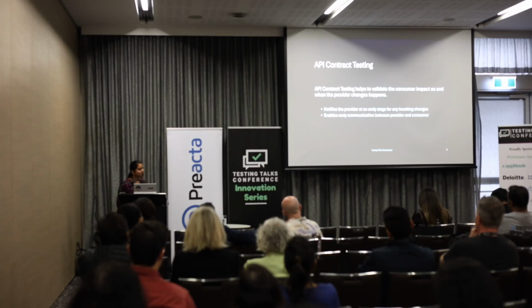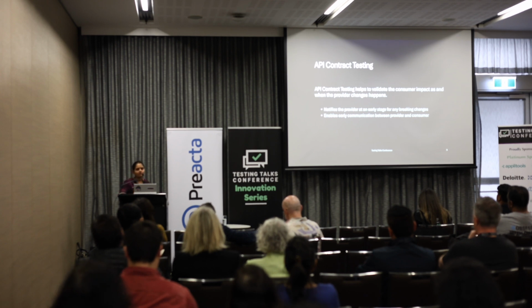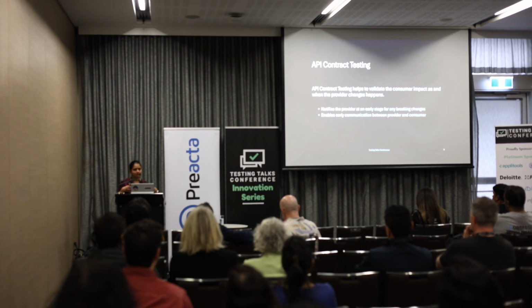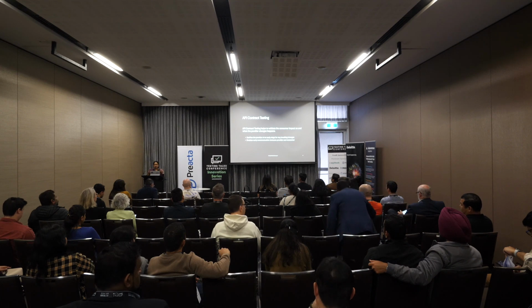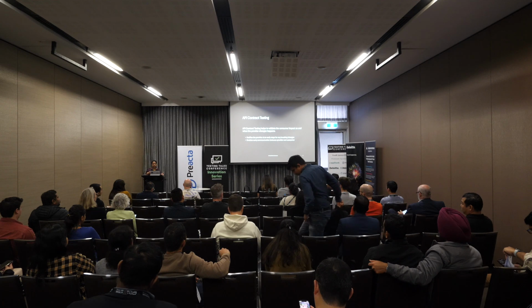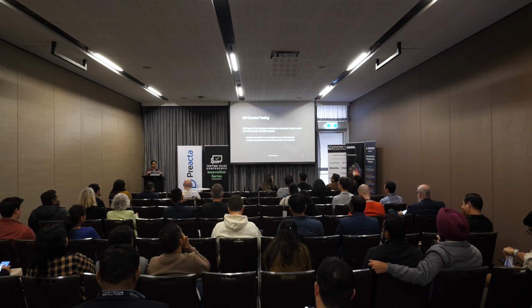So this is where API contract testing actually comes into the picture to help you out. Basically, it helps you validate the consumer's impact as and when the provider is making changes. And when I say as and when the provider is making changes, it's typically starting from their local laptop, basically, from their local system. So they make changes to the code, they can immediately run the contract test, and it enables notifying both the provider as well as the consumer at an early stage if there are any breaking issues.